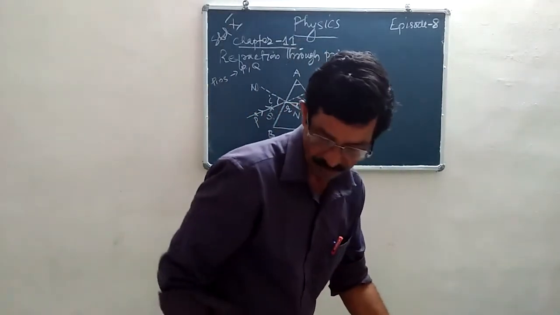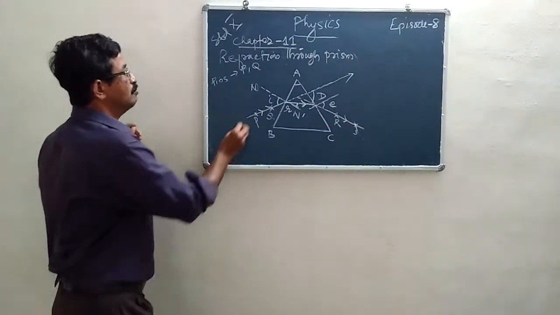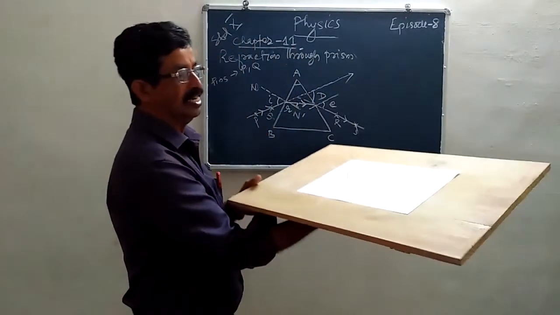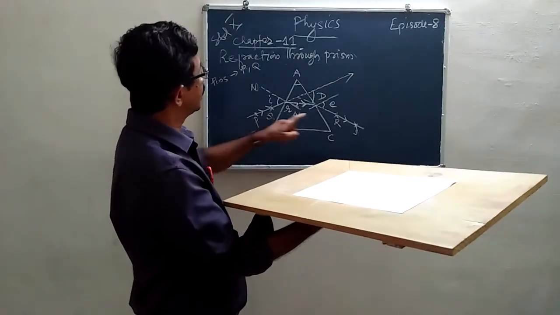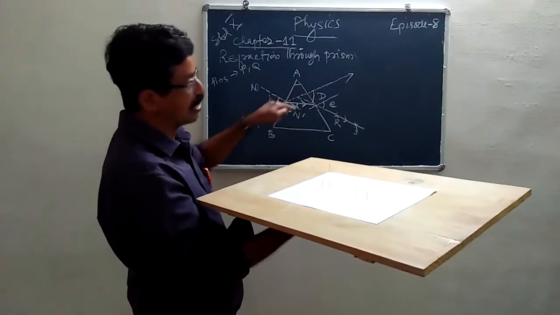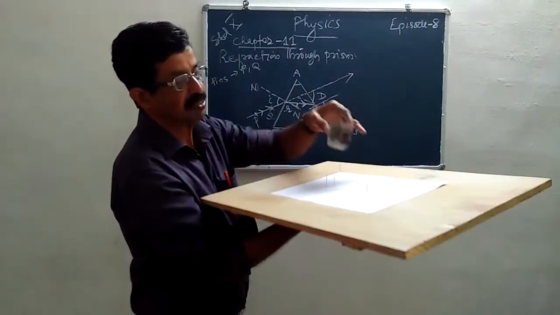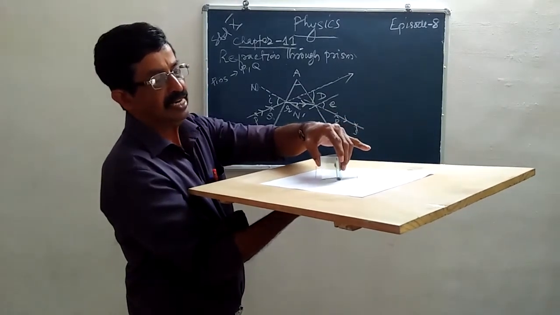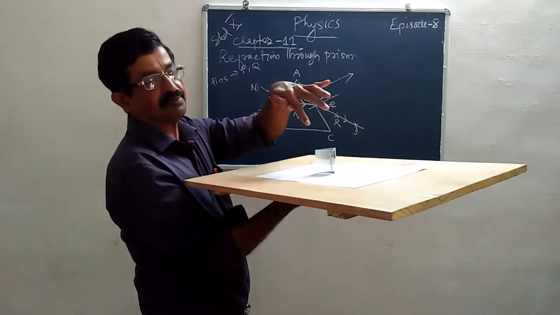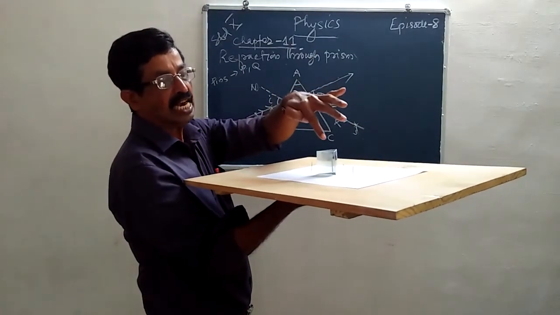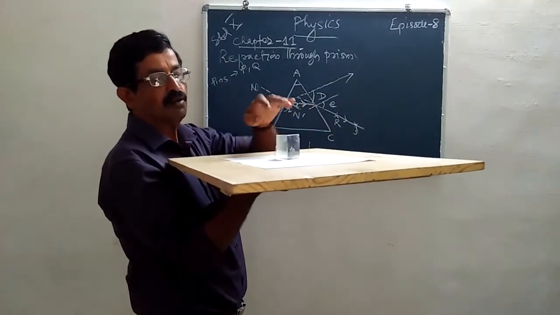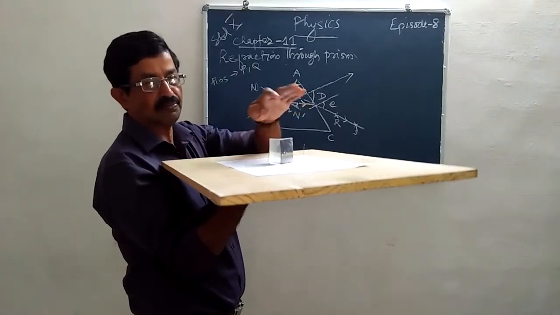Now see here what the things are. P and Q are the two pins which I fixed here. Then another R and S, two pins fixed here. But after placing this prism here, when you look, you see these four pins are in a line. Why? It is due to the refraction of light in this prism.